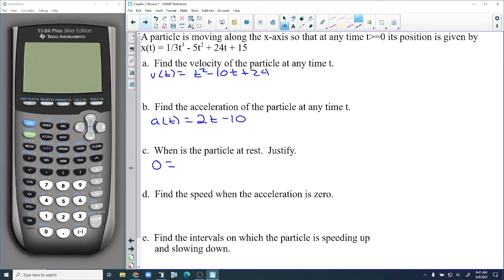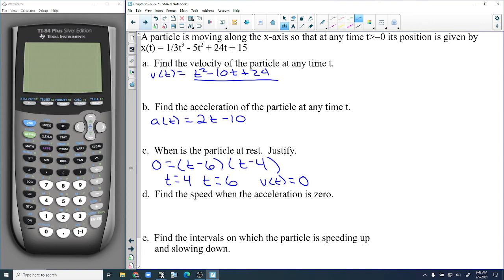0 is equal to t minus 6 and t minus 4. So I factored that. I set the velocity equal to 0 and factored it. So t equals 4, t equals 6. How do I know that? V of t is equal to 0. That's how I know it's stopped. That's the justification.